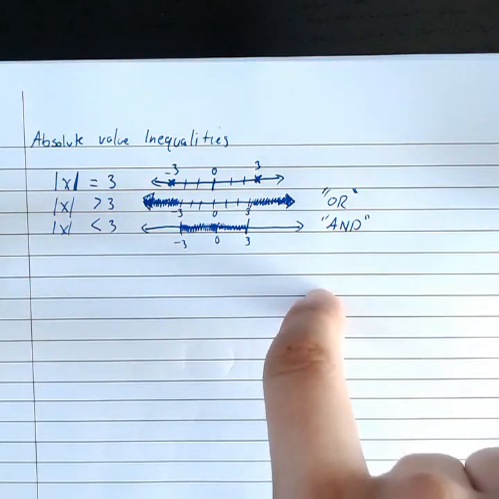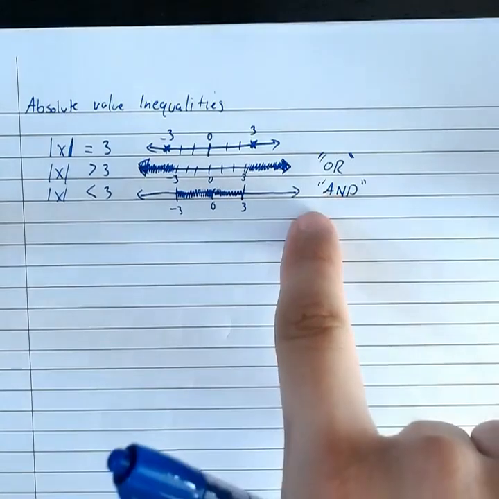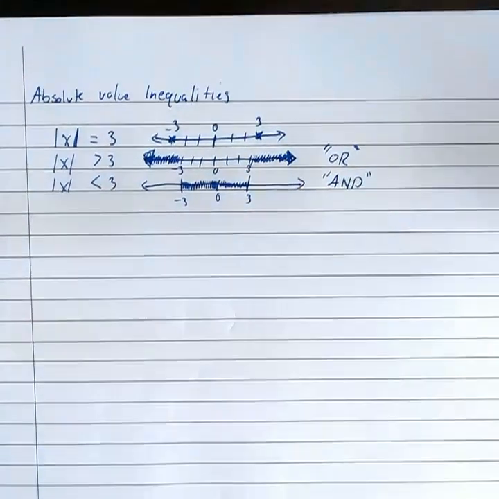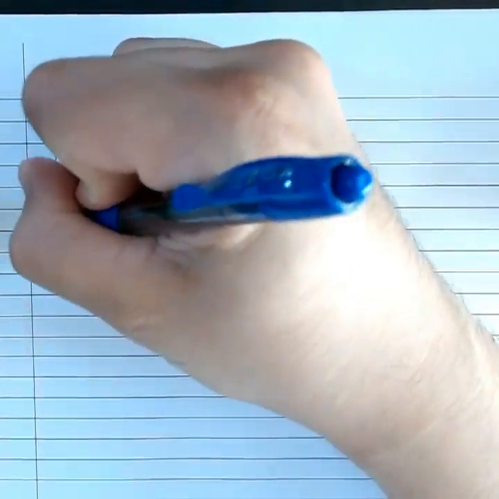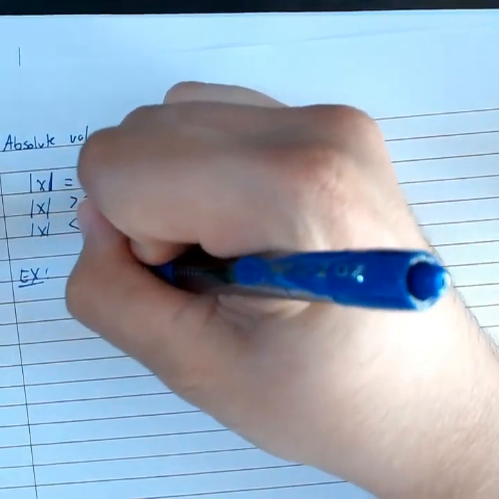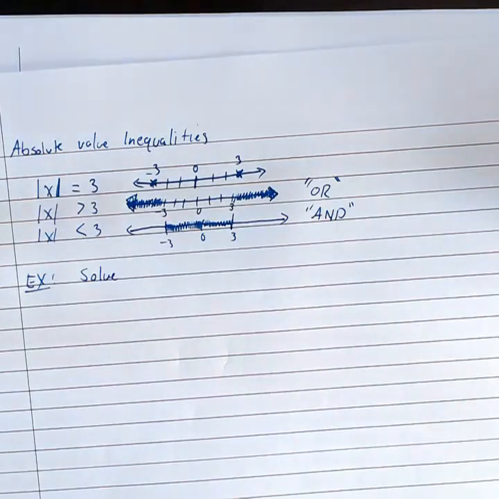Basically, we're just doing what we just finished doing with that one extra step of, okay, which one am I thinking about? Am I thinking of and or am I thinking of or? So for example, I'm going to go ahead and solve the absolute value inequality. I'm going to solve. Oh, let's try this one.